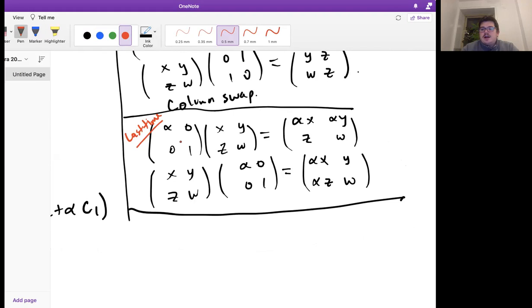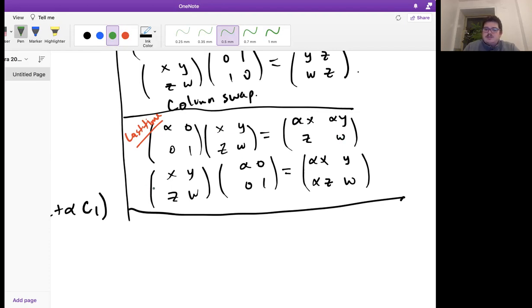This was the type 2 operation that multiplies row 1 by alpha, right? And if you don't understand, then just do it out for yourself and see that if you do the multiplication, the first position is going to be alpha times x plus 0 times z, alpha y plus 0 w, etc.